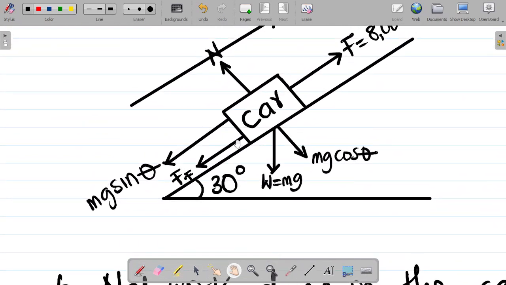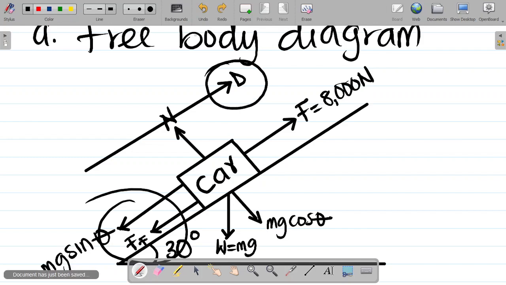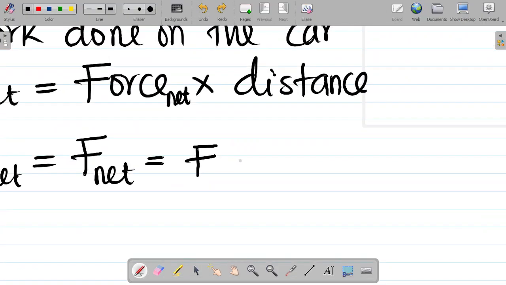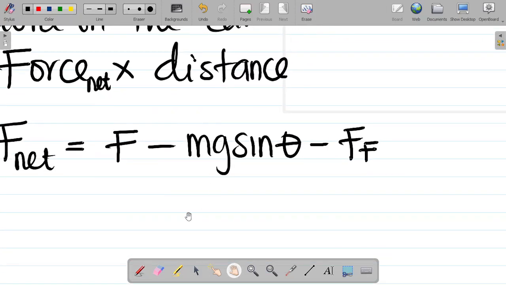Again, for the other 2 forces, observe that the other 2 forces are going in the opposite direction as the direction of the motion of the car. So they are taken as negative. So it becomes minus mg sine theta and minus ff. That's the concept, right? Please know why it's a minus: opposite direction.